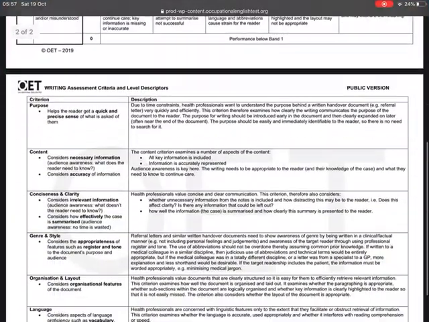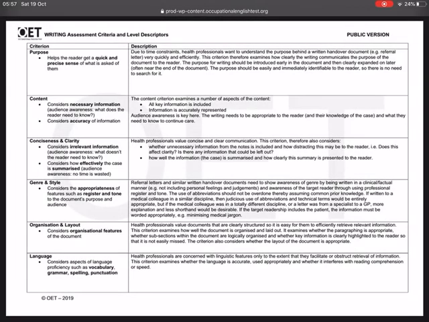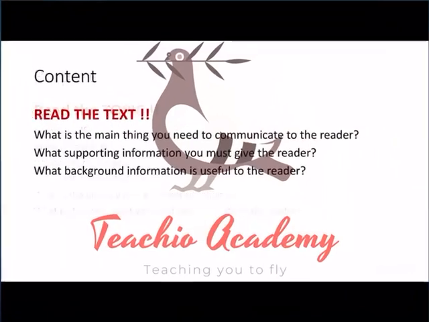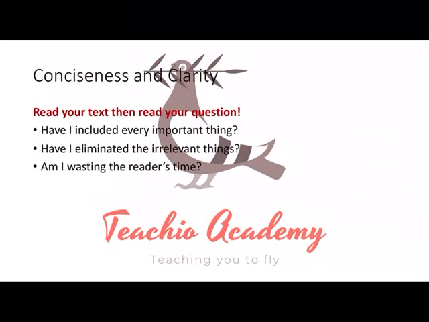Now, the opposite of content is conciseness and clarity. It's important that you know what is irrelevant and you effectively communicate your point clearly. For this, ask yourself, have I included every important thing that was covered in content? Have I eliminated the irrelevant things? An easy approach is to read your text, read your question, then ask yourself, am I wasting the reader's time? Am I giving them information that they might find useless? Am I adding words to my letter which make it sound boring and useless, and does the reader now feel like I lack medical knowledge?